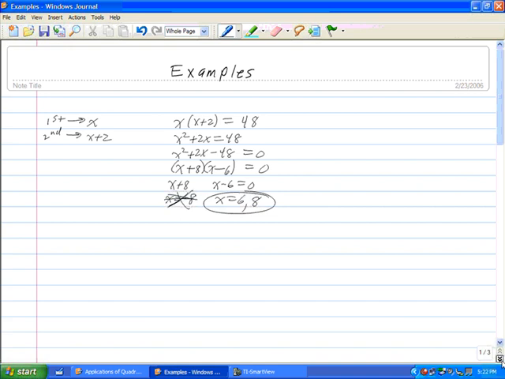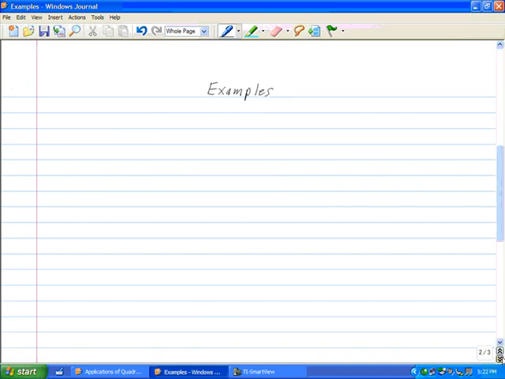Now the last example is going to be one of a geometric nature. We're told that we have a rectangle, whoops, that's not a very good rectangle. Our rectangle has an area equaling 84 square inches. We're also told that the length is 2 inches less than twice the width. And we're asked to find both the length and the width.